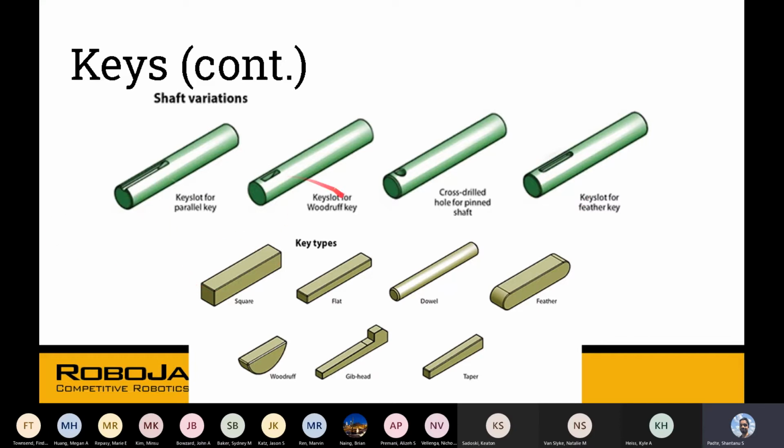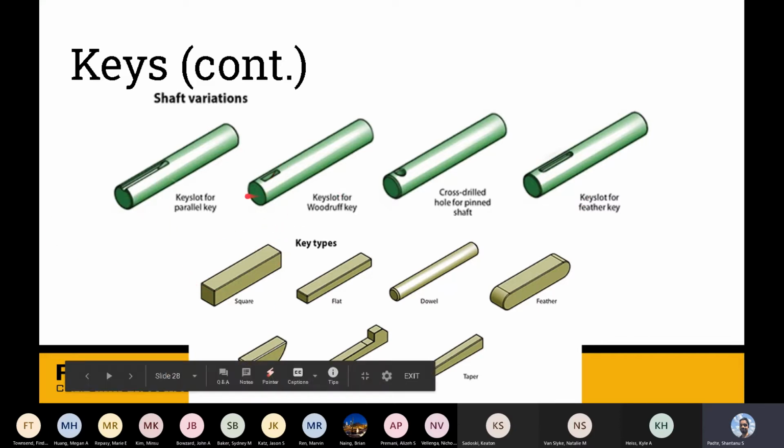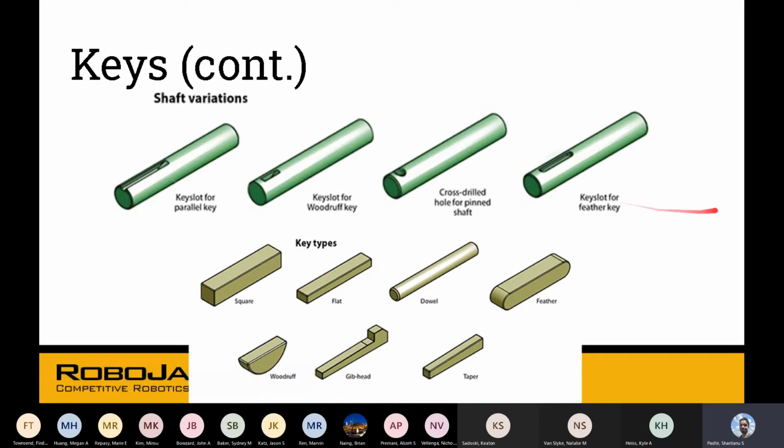The square holes, the curved concave hole, etcetera.